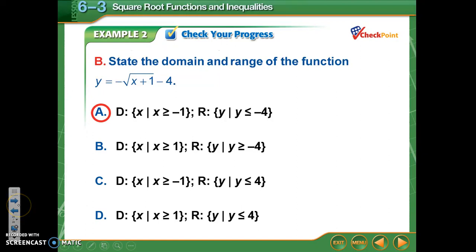All right, this function has a domain of x is greater than or equal to negative 1. My starting point here is going to be (-1, -4), move to the left 1 and down 4. And all of my x values are going to be larger than negative 1, and my range will be less than or equal to -4 because of this negative.